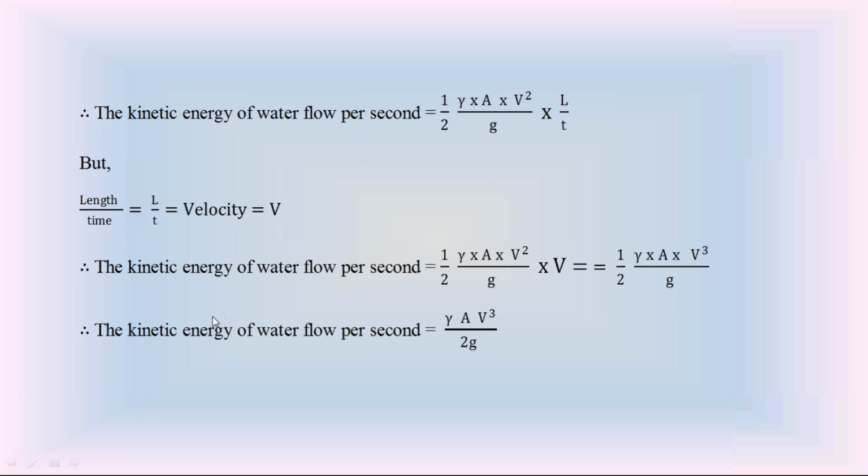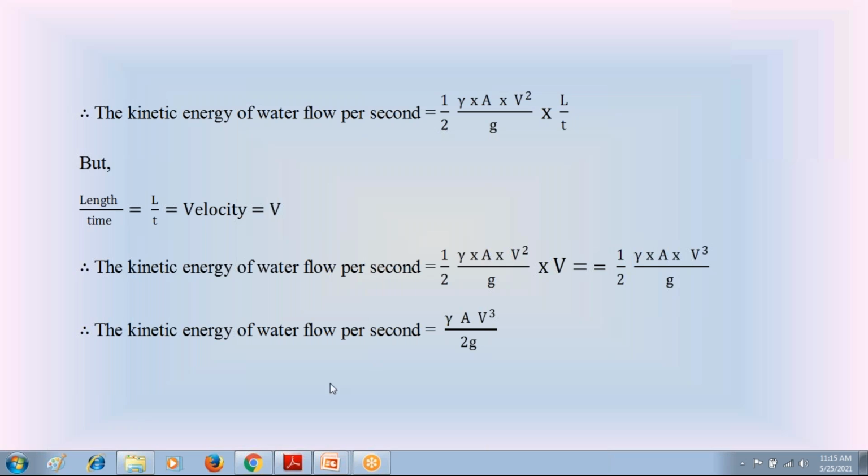So in this equation, the kinetic energy of water flow per second is equal to gamma, that is unit weight of water, into A, wetted area of water flow, into V cube. V is the mean velocity of water flow divided by 2Z. Now up to this equation of kinetic energy per second, if you have any doubts, please ask me.